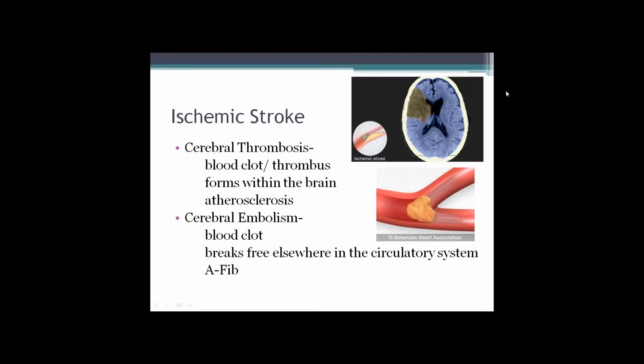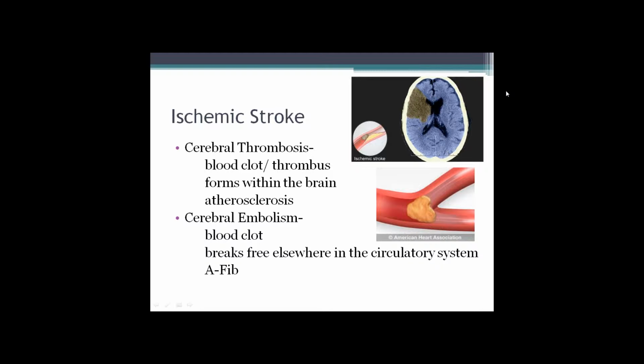With the ischemic strokes, these are the ones caused by the clots. The underlying condition for this type of obstruction is the development of fatty deposits lining the vessel walls. This is called arteriosclerosis. The two types of ischemic strokes are cerebral thrombosis and cerebral embolism.